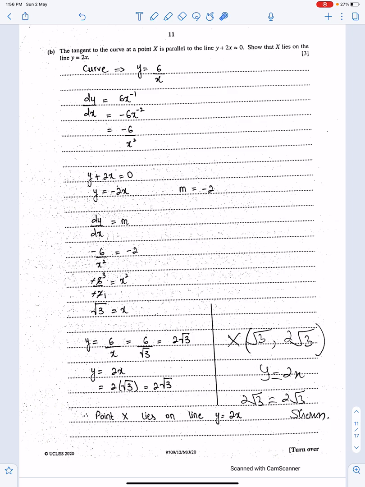Number one, work for the coordinates of x by equating this gradient to minus 2. Get the coordinates of this point x, and then substitute this point into this equation. This equation must be verified for this point, hence shown.